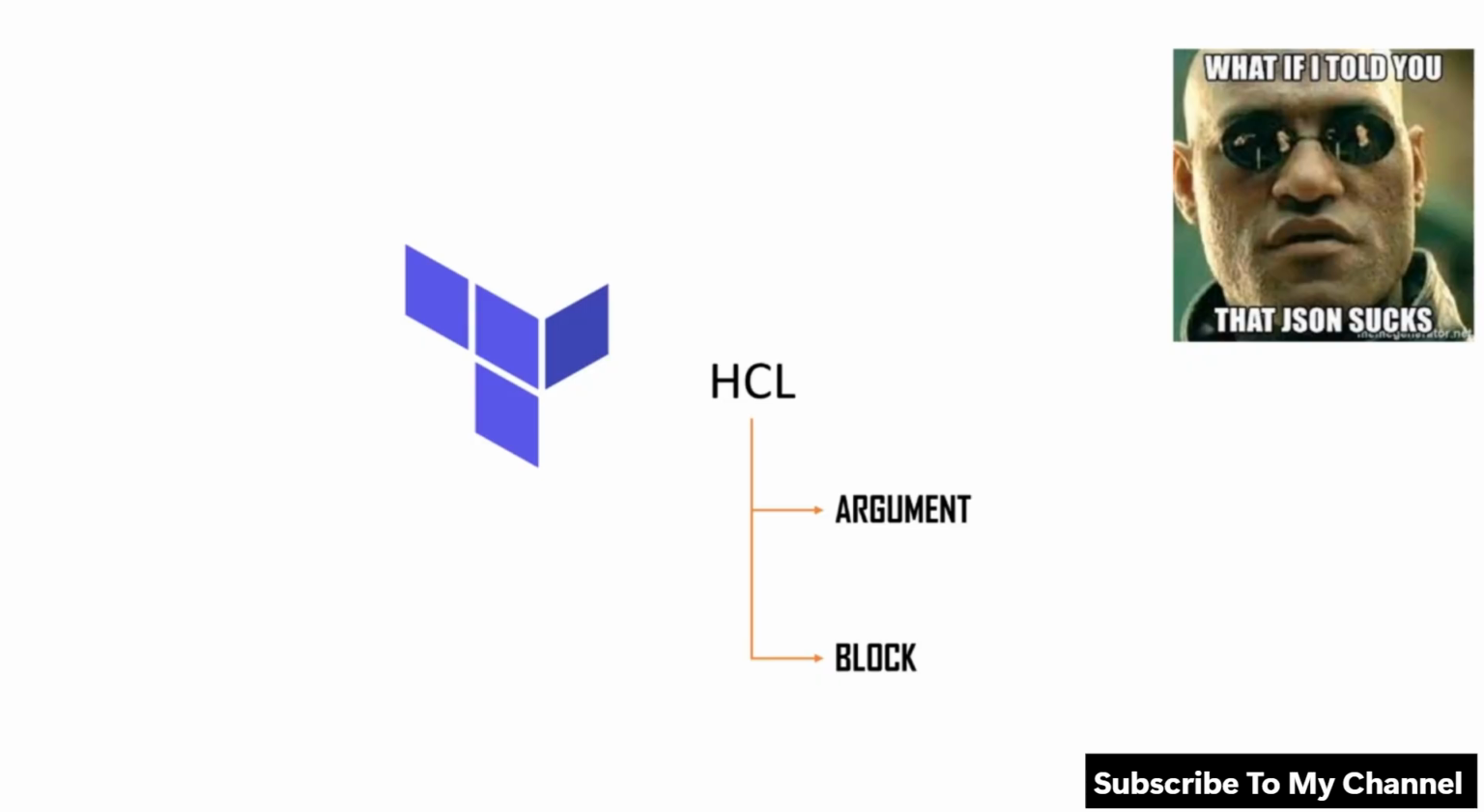Now let's talk about the HashiCorp configuration language, also known as HCL. Now HCL consists of arguments and it consists of blocks. Of course, we can write our configuration in JSON as well, but I highly recommend that you write it in HCL instead, because HCL is much simpler to understand and much simpler to learn as well.